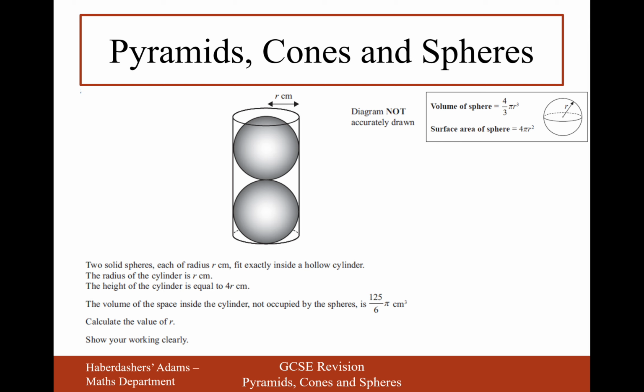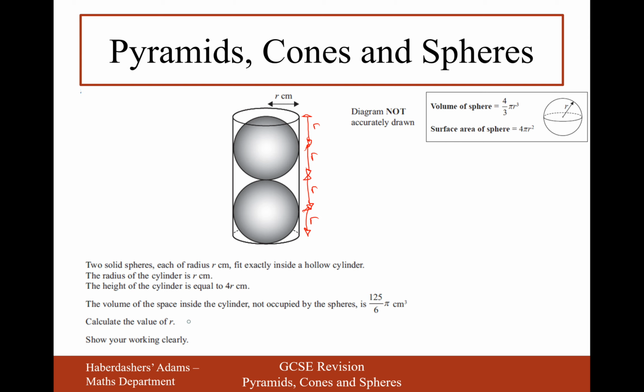Okay, so in this question here we have two solid spheres, each made of radius r, fit exactly inside a hollow cylinder. The radius of the cylinder is r, the height of the cylinder is 4r. Well, that makes sense because the radius to the centre of that circle will be r, then there'll be another to the bottom of the circle, which will be another r, then it'll be to the middle of that circle again, which will be r, and then to the bottom of the circle, which will be r again. So they didn't really need to tell us that, but yeah, that's right, 4r.